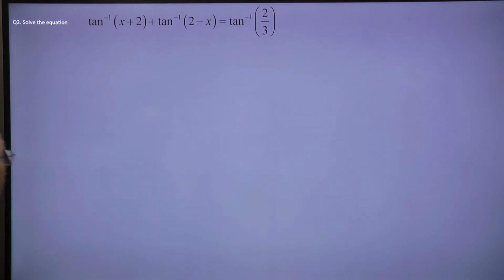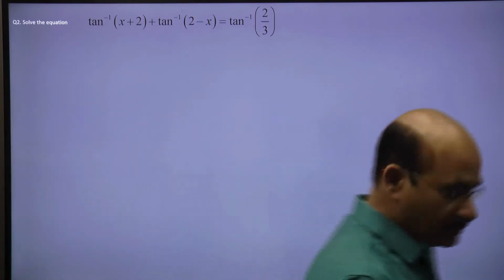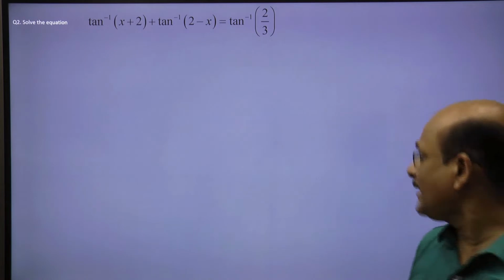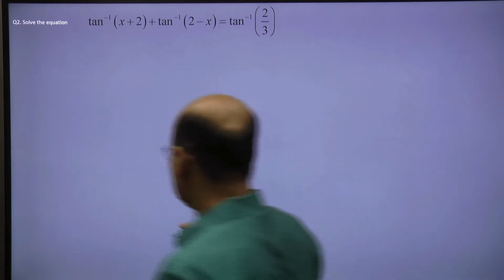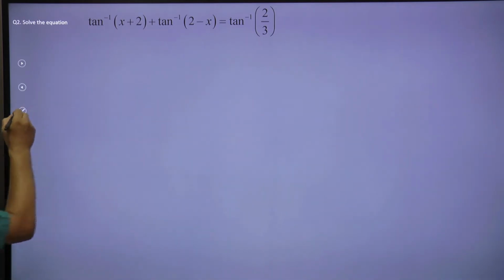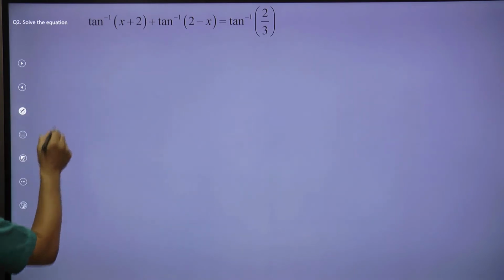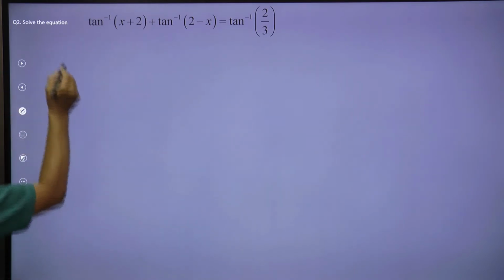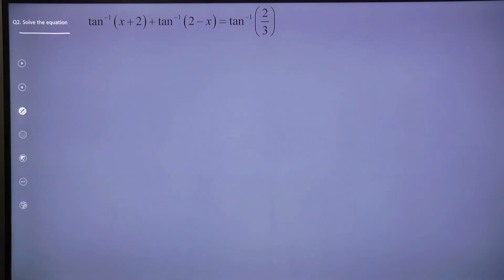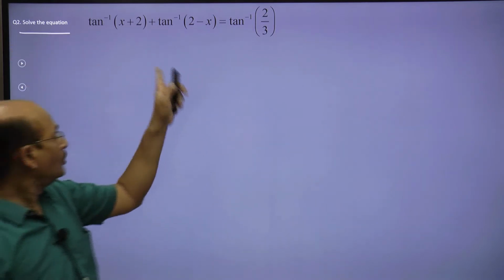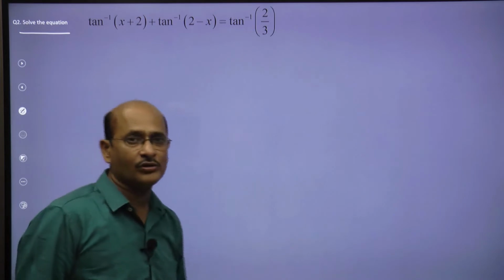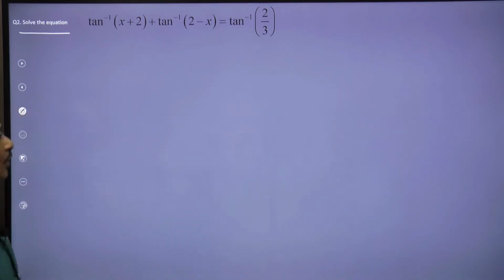Right. If you look at this question, it says: solve the equation tan inverse (x plus 2) plus tan inverse (2 minus x) equals tan inverse 2 by 3. So how do I do that? Let us see.